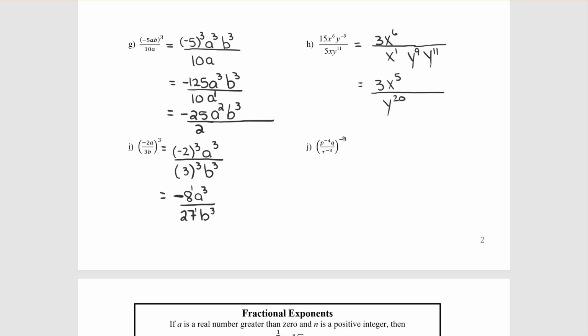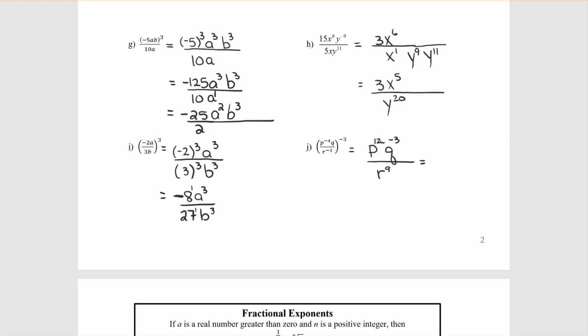For our last one, everything raised to the negative 3 power. So on the inside, when I raise a power to a power, we end up multiplying the powers together. And q is really to the 1 times negative 3 power, which is negative 3. R to the, and then again, negative 3 times negative 3, r to the 9th.